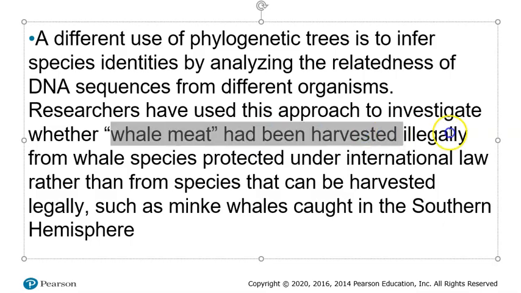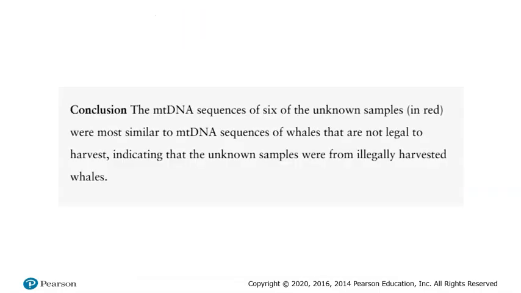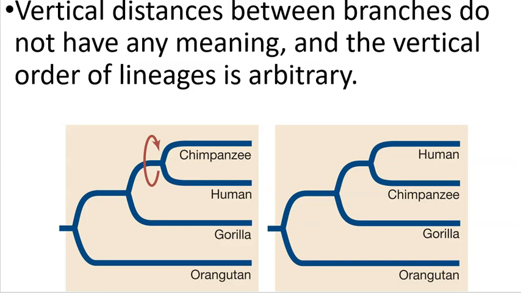So whale meat, some whales are legally protected, right? What happened was a group of scientists took some whale meat, I believe it was in an Asian country, and these whales are endangered, protected. You can see it, hence the red, like mitochondrial DNA, and that was super closely related. So, by all accounts, it had to come from these whales that are protected. That company, of course, got in tons of trouble. The sequences of six of the unknown species were most similar to mitochondrial DNA sequences of whales that are not legal to harvest. Vertical distances between branches do not have any meaning, right?